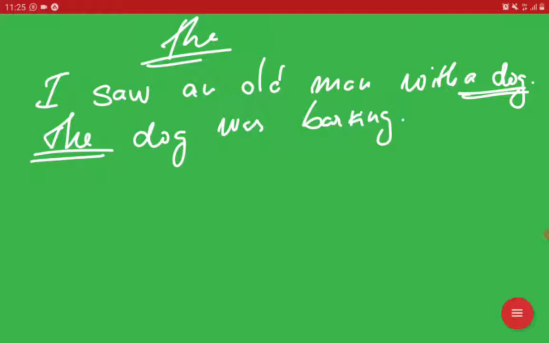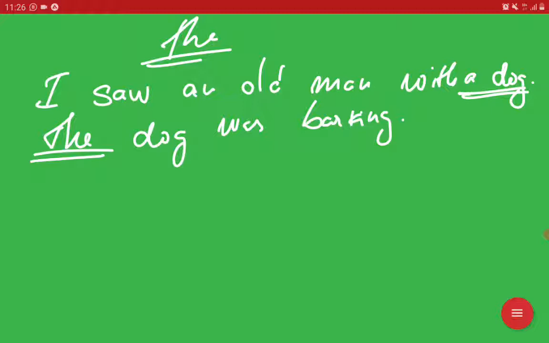It means that we both know what I'm talking about. I've already mentioned it, so it's not new. You know which dog I'm talking about. I'm talking about the dog I saw with an old man. That's why I'm using the dog. I'm not saying a dog, because we know. So use the when we talk about something we've already mentioned, something that both me and you, the listener, know about. That's the first usage of the definite article the.